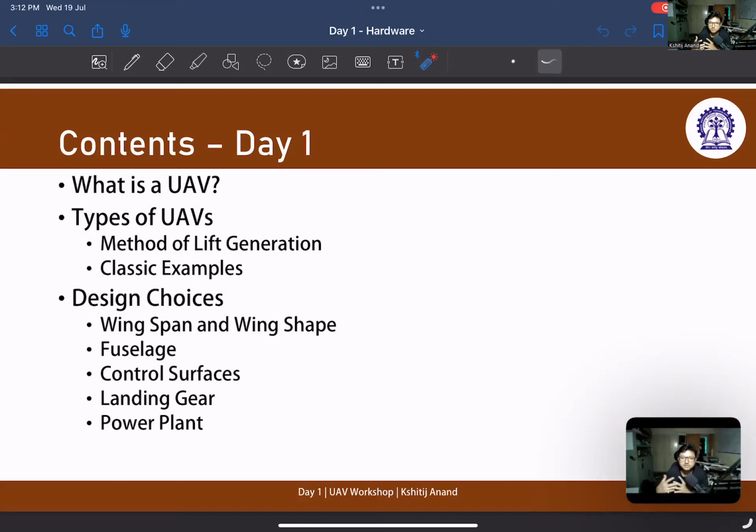How do we design a UAV from scratch? How do we go about doing so? What things should we keep in mind, and what are the different parts of the UAV that we focus on one by one? I'm going to stop in between, after the types of UAV section is complete, and I'm going to stop after each subsection of the design choices. That is, I'm going to stop after wingspan, after fuselage. If you have any doubts, you can ask them there and then.